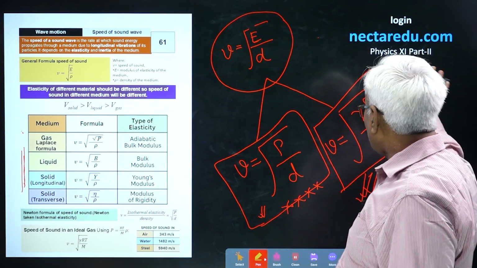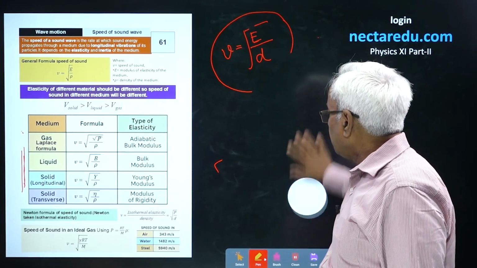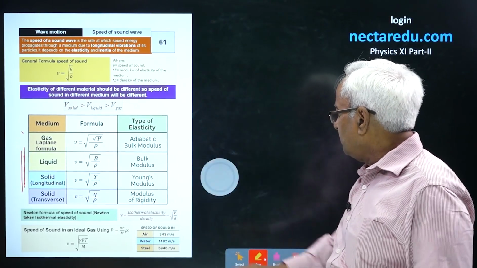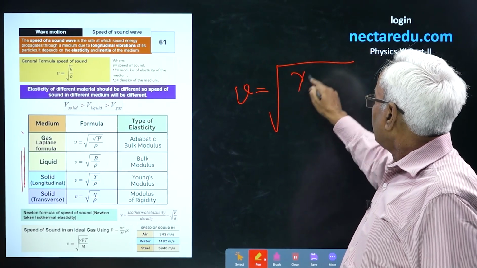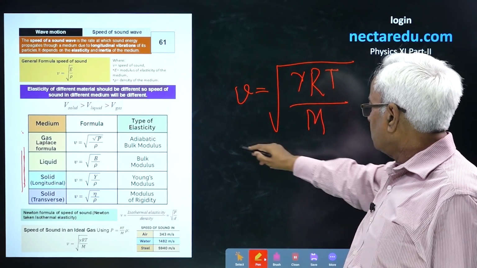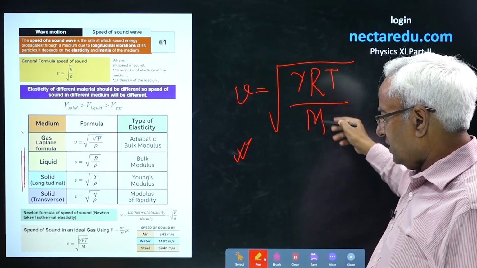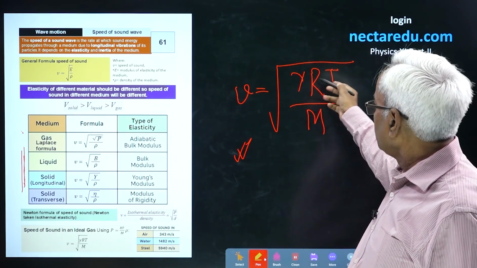Now, velocity of sound, root P upon D, could be replaced by root gamma RT by M on the basis of kinetic theory. So, the same formula for velocity of sound becomes root gamma RT by M, whereas for RMS velocity it is root 3 RT by M.